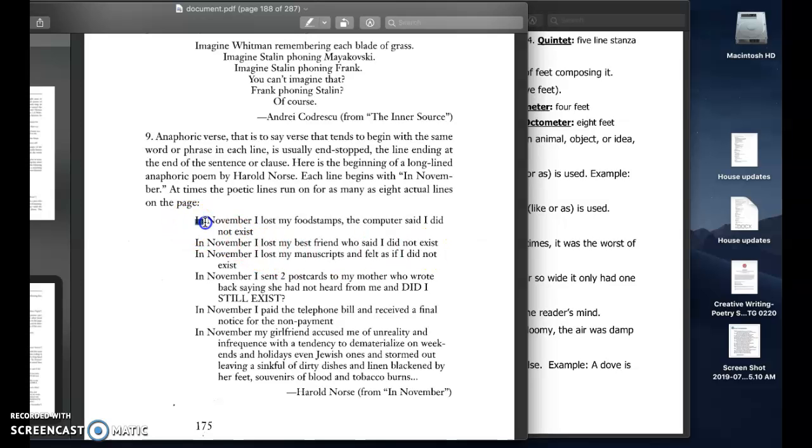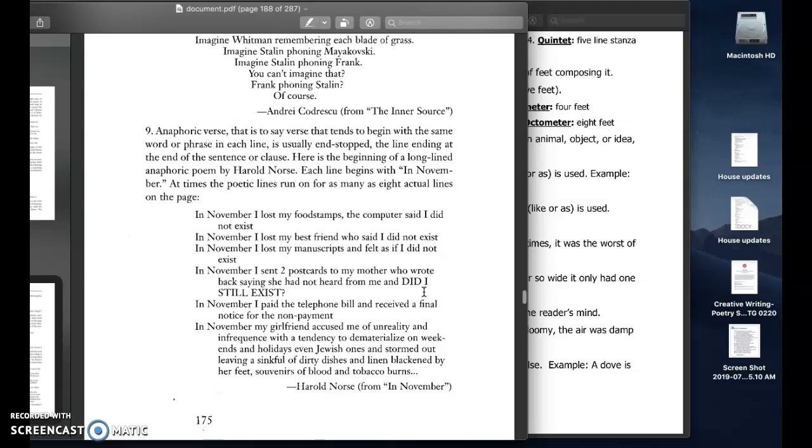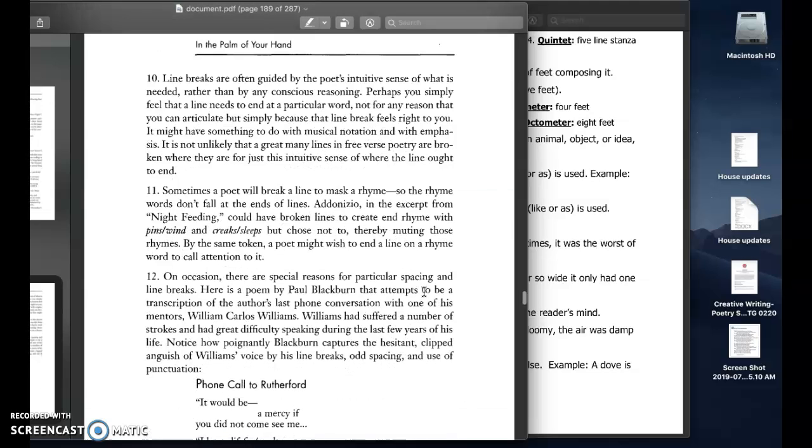And here that constant repetition in each line goes back in November. And here it runs for as many as 8 actual lines on the page too. A couple other reasons: line breaks are sometimes guided by a poet's intuitive sense. A poet might just feel like there has to be a line break. It has to go to something else. It's not uncommon that happens. It's sort of a feeling.